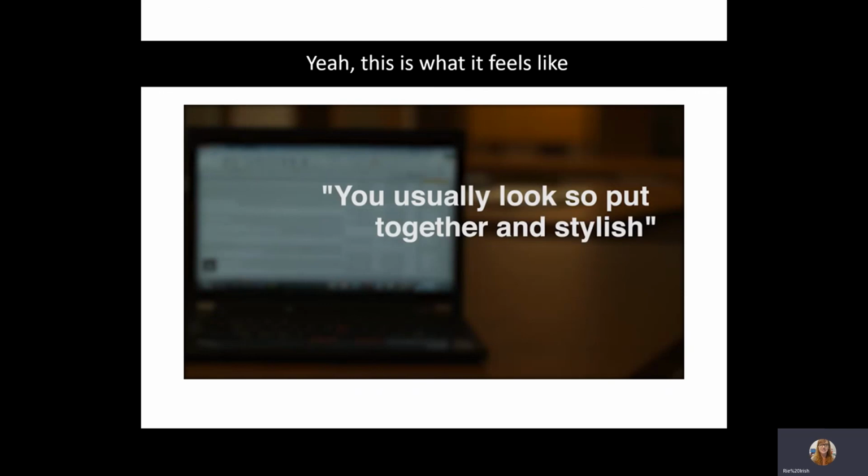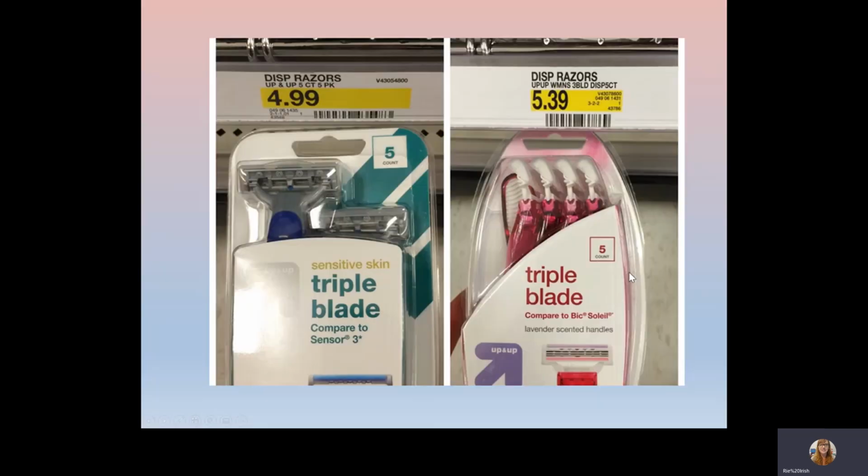So, for example, triple blade razors for men and for women. And I get it's 40 cents, right? But it's 40 cents every few weeks. And this is just on this one item. They market things to us, and we should want to buy it because it's pink. It has nothing to do with its function, but yay, it costs more.